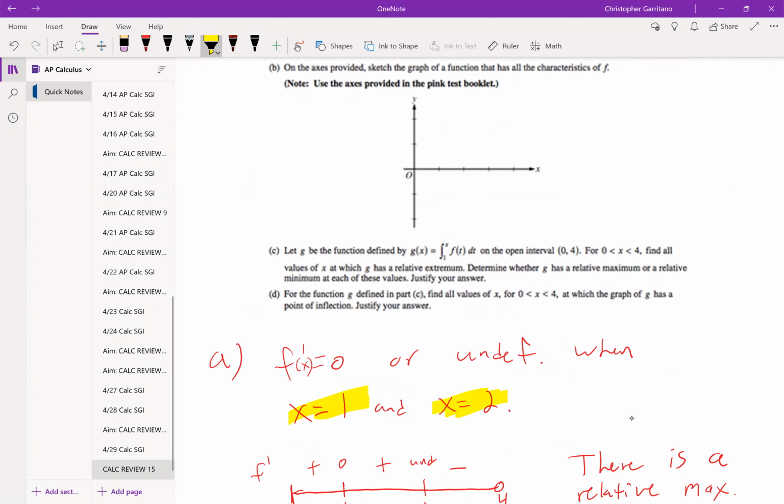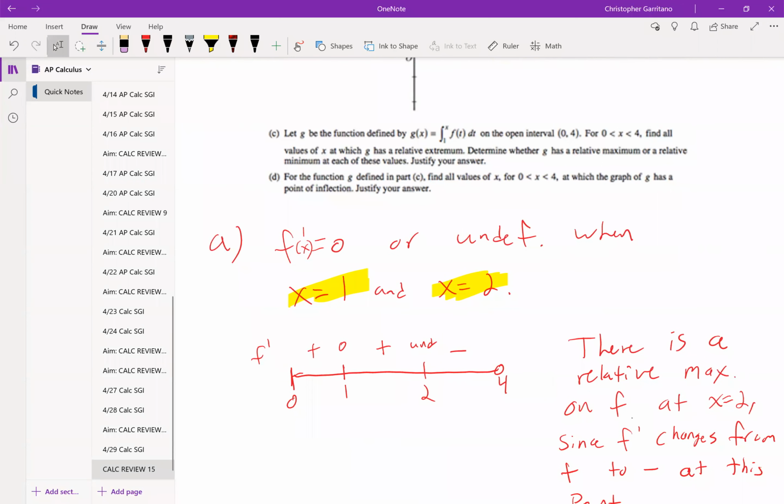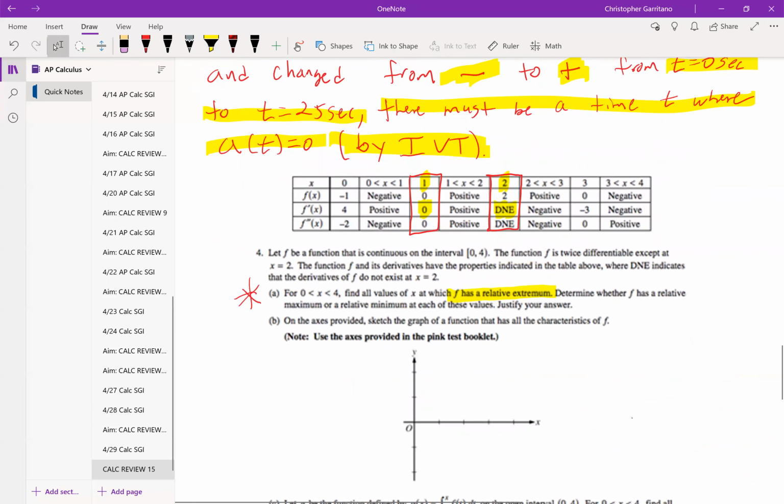So what I'm going to do next to determine if they are actually extrema, and more specifically if they're either a max or a min, I'm going to put them on a number line. And I'm going to use the first derivative test. So I'm going to evaluate f prime at these points. Well, let's look at when f prime is 0. What happens to the derivative around that point? Well, f prime is positive on the left, f prime is positive on the right.